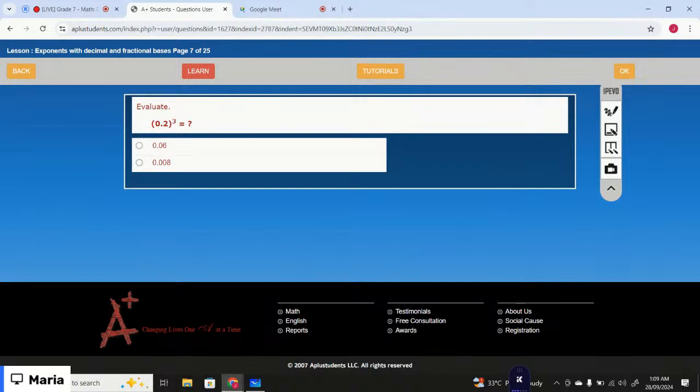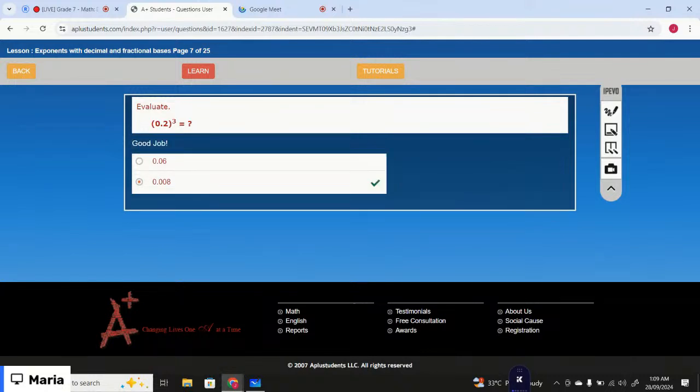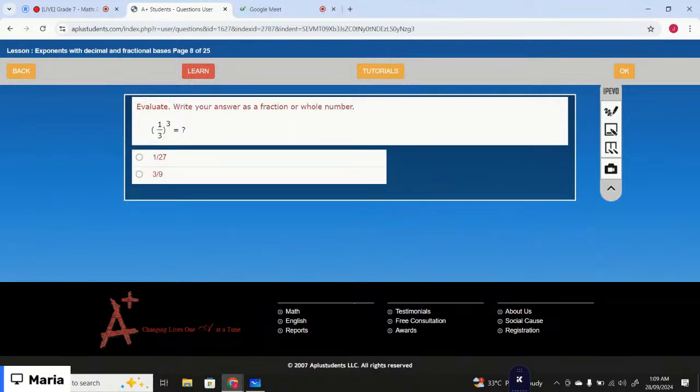Yes, that's option number 2. That is 0.008. Option number 2 is the correct option. Evaluate 1 over 3 exponent 3, which is the correct option.